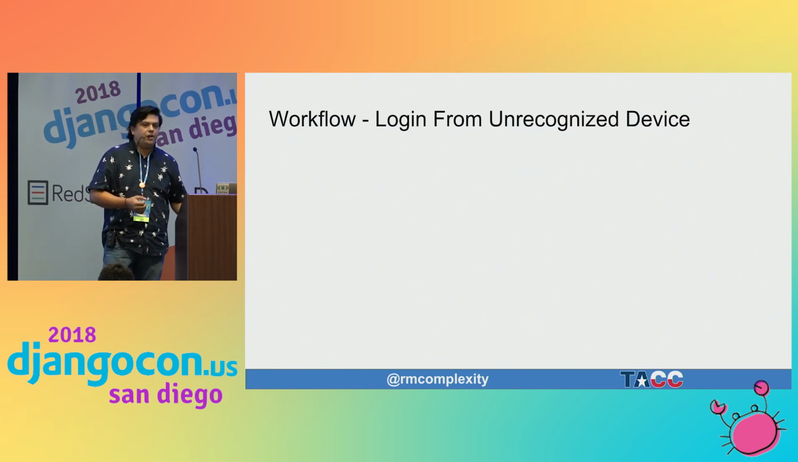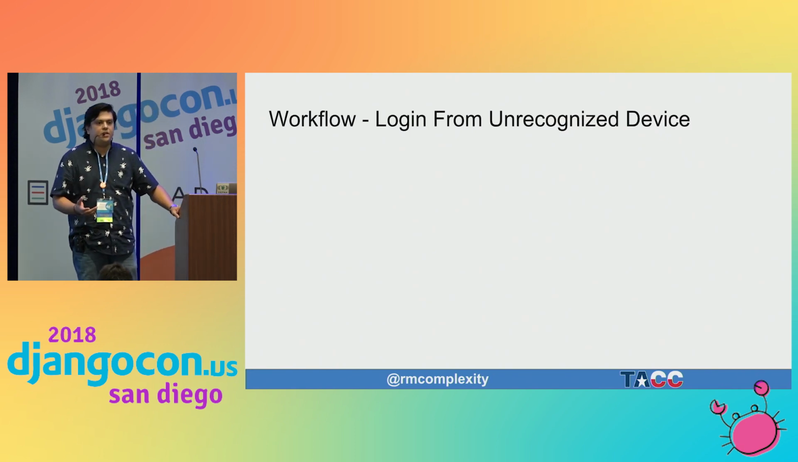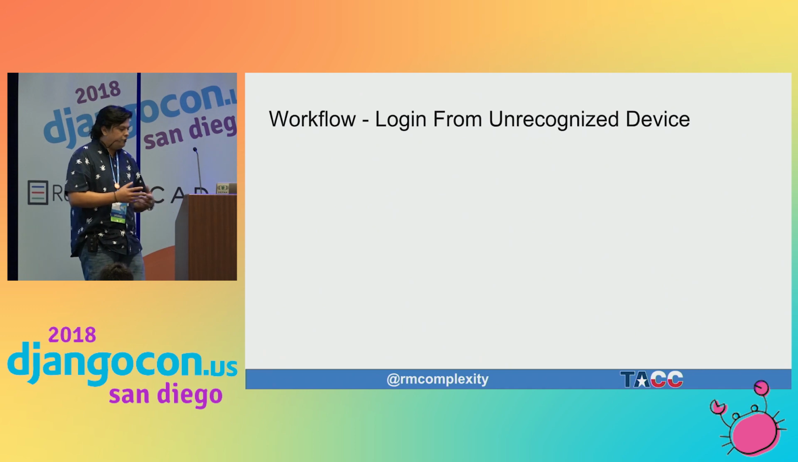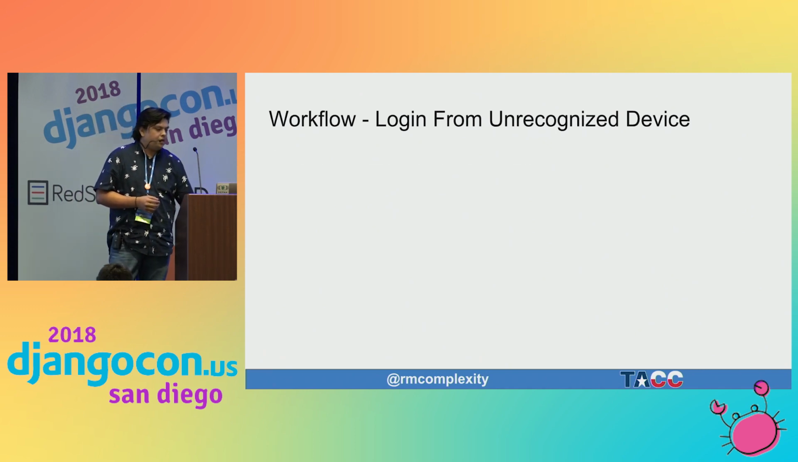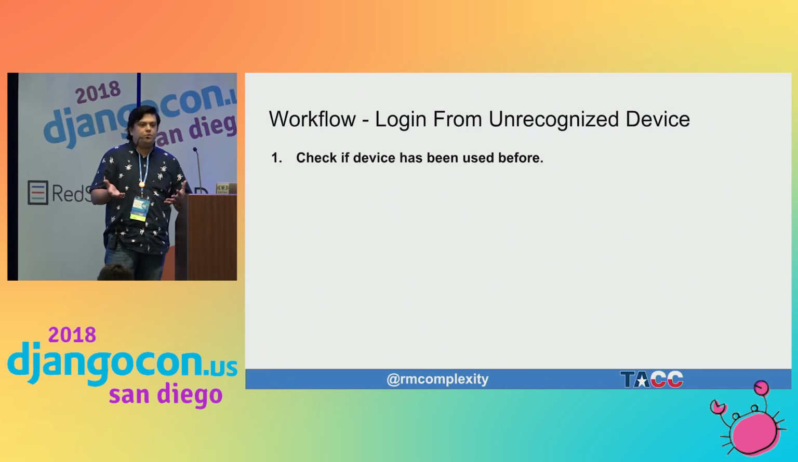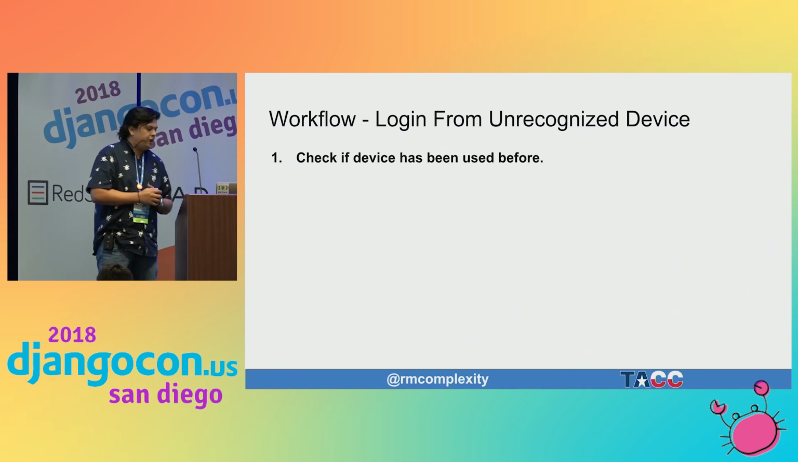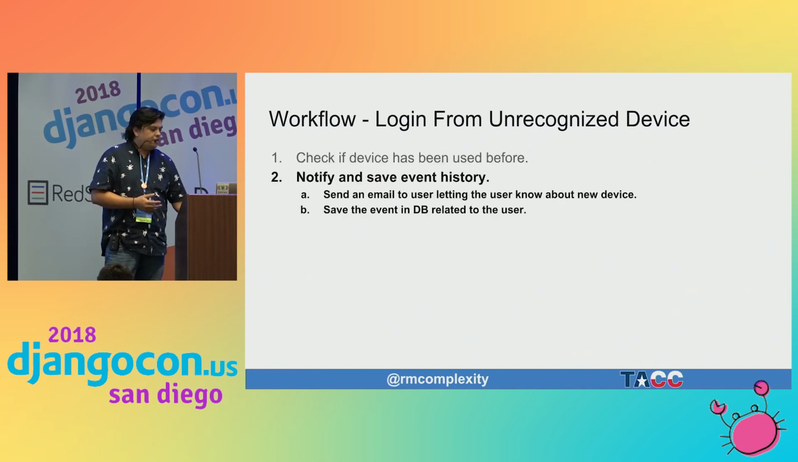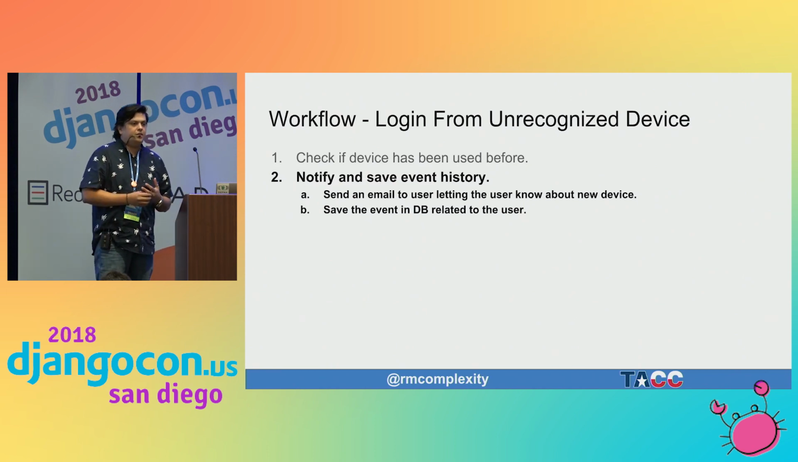Let's think about whenever somebody logs into an account, and you want to check if that user is logging in from a new device. There are different things that we can do in the background. Let's go through the requirements that we need for it. First, we need to check if the device has been used before. Then, if it's a new device, we need to notify the user, tell them that this is a new device, and we need to save that event into a database.